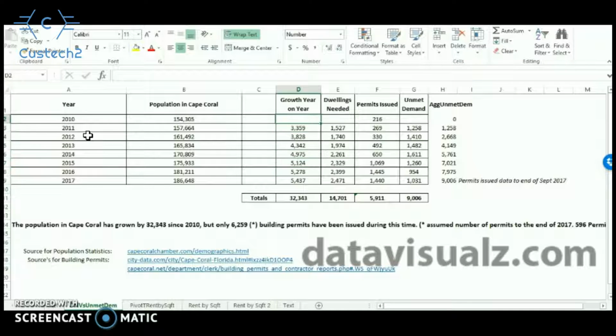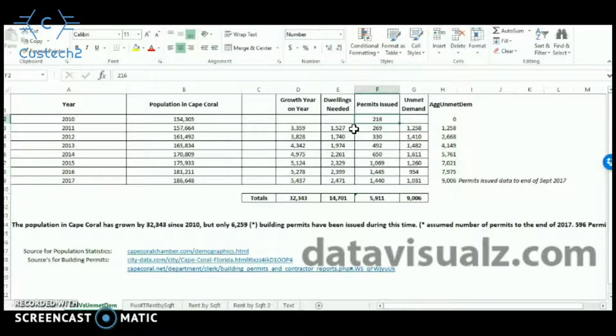Now, the dwellings needed is the number of houses that are required, and for each house the assumption is that 2.2 people live in a house. So if there is a population increase of 3,300, the number of houses required is 3,300 divided by 2.2, meaning on an average basis around 2.2 individuals would occupy a house. This is how dwellings are calculated, and you can see it's also increasing every year, and the total dwellings needed by 2017 is 14,701.